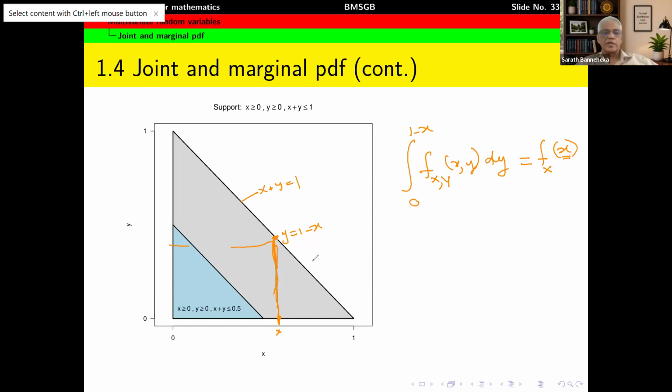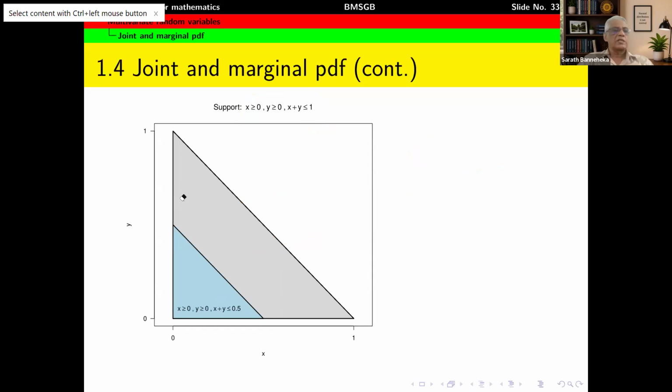Right. So it's easy to find out the limits of integration if you draw the support like this first. Right. So based on the given information, we can draw the support like this. Then we can do this. Right. So similarly, if you want to find out the marginal distribution of capital Y at some point, simple y, for example, in that case, you have to integrate the joint density along this line. For example, suppose this is y, some value y here, right?